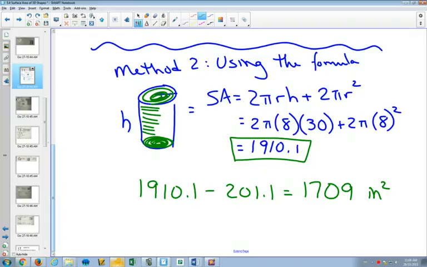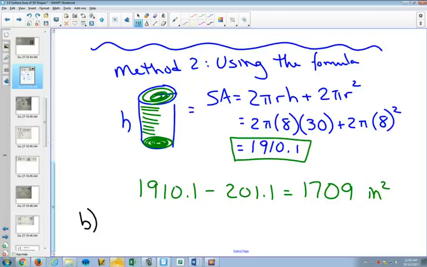So if you want to use the formula, you have to remember that the formula on your formula sheet does the sides and both the top and the bottom circle. And sometimes you might want to find the surface area of a cylinder without a top circle if it was going to be open. So then you have to be aware that you'd have to subtract something from your original formula. Now in part B, it says if it's 1,709 inches squared, how much is that in square feet?